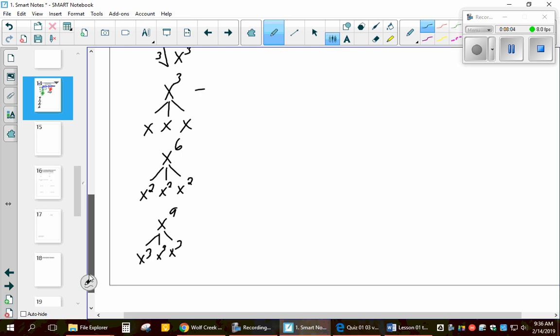So these are the ones I know, right? I know the cube root of x to the 3. I know the cube root of x to the 6. I know the cube root of x to the 9, right? So those are the ones we're going to be trying to turn into when we do cube roots.